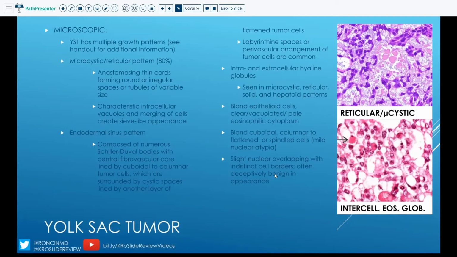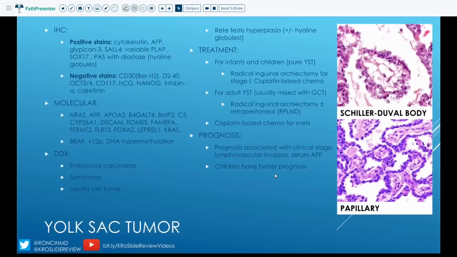Because remember, we're not looking for a lot of nuclear atypia. For your stains, again, your keratins are going to be positive, AFP, because remember, almost all patients are going to have elevated serum AFP, glypican-3, cell-4, and you may see some variable staining with PLAP as well as SOX17. Your PAS with diastase is going to stain those hyaline globules. So if you're having difficulty identifying those, PASD is going to be helpful there. And then your other stains that we use to differentiate out our other germ cell tumors will be negative.